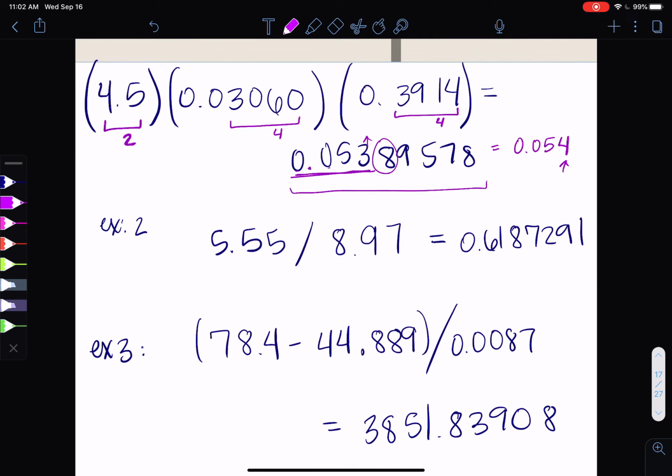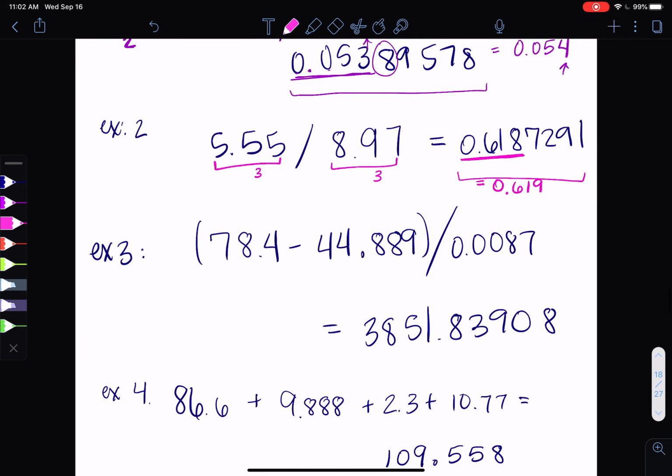So in example number 2, I'm saying 5.55 divided by 8.97. If I put it in my calculator, I get this big number. Well, we're dividing. The rule for division is to take the least number of sig figs. So this one has 3 and this one has 3. So that's pretty easy. Your answer has to have 3. So I'm going to draw my line until I get to the third sig fig. So this is what I keep. So my answer is 0.619.